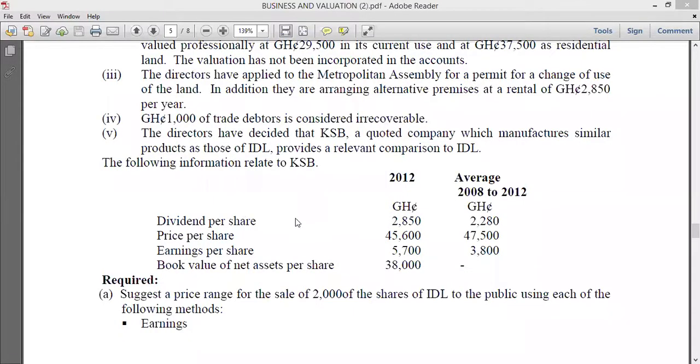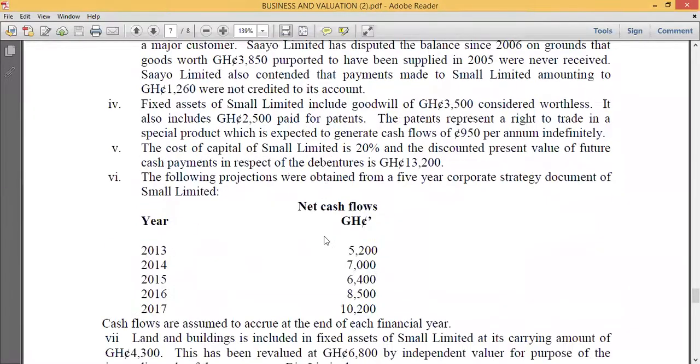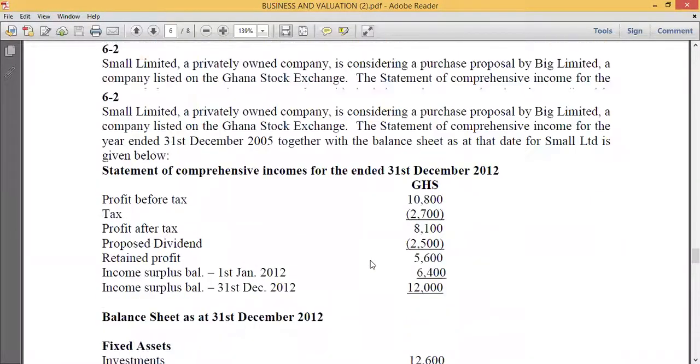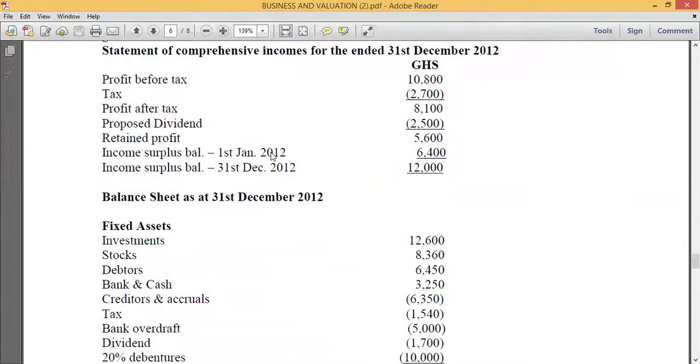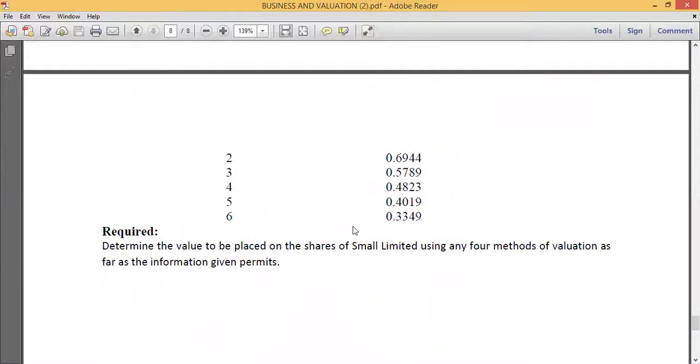Okay, let me see if I can get the questions here. This one, you realize that they've given a net cash flow, so you find the present value. Starting from here, they have given out their financial statement, all these notes. Tell me the value based on any of the four methods of valuation. So net asset method, earnings yield, or PE ratio. Please don't use both: if you use earnings yield, don't use PE ratio. Conventionally, they are the same. And then dividend yield, and the remaining ones.